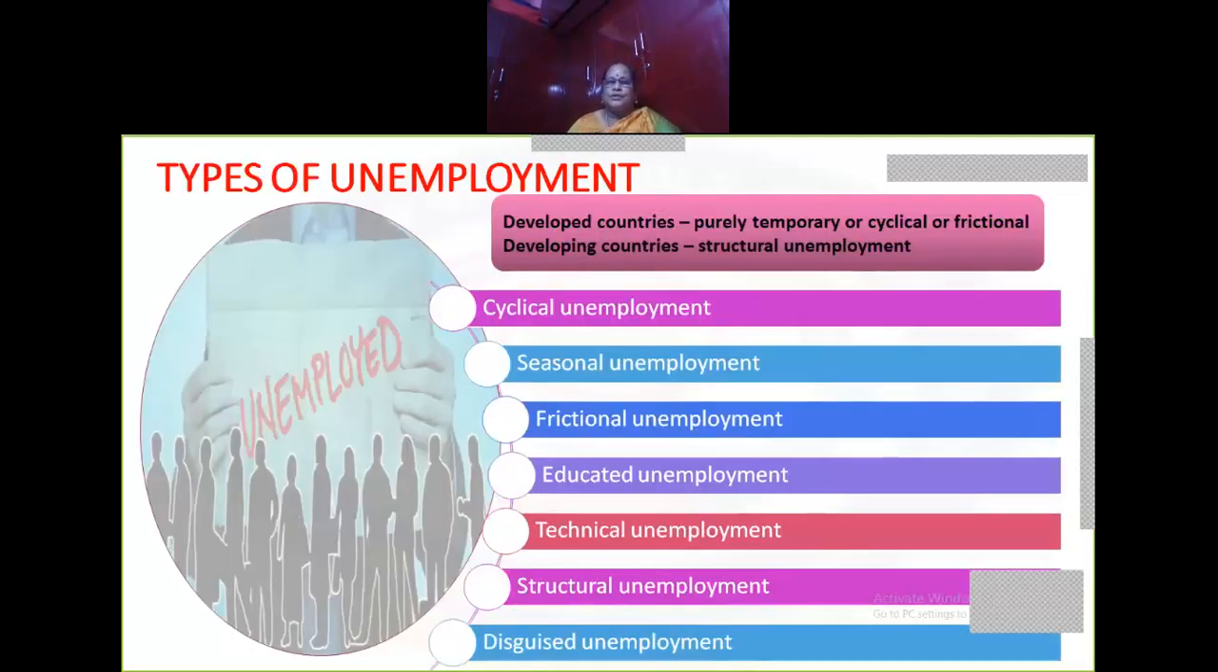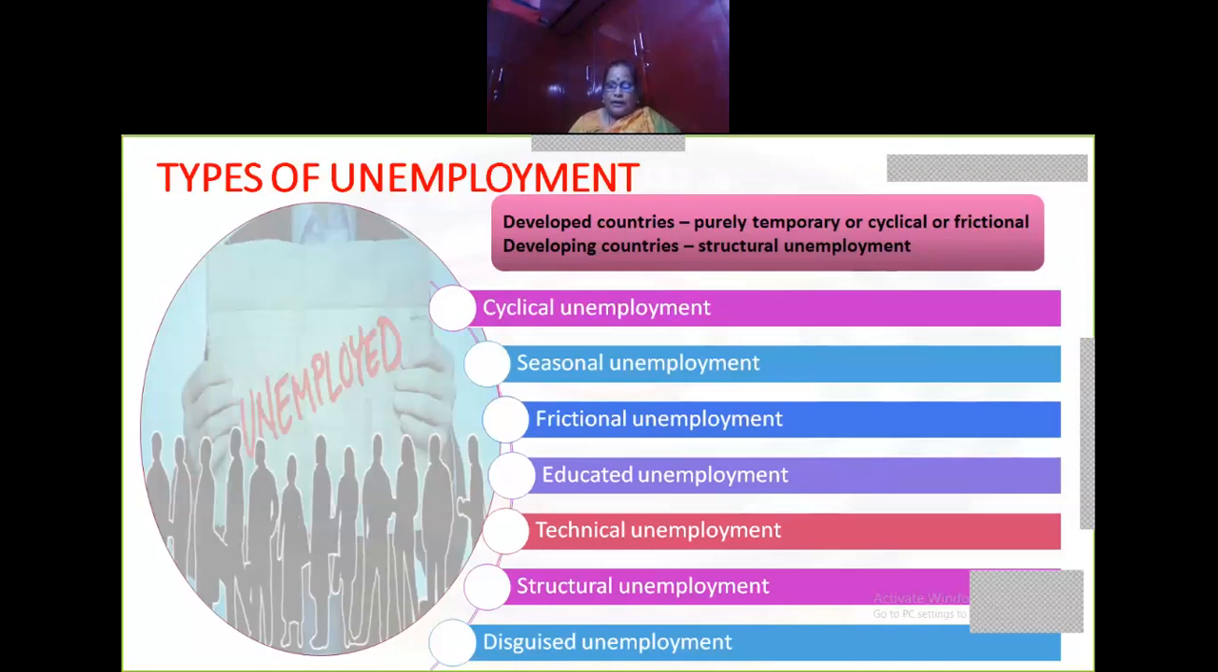Now, let us come to types of unemployment. In developing countries like India, the nature of unemployment is different from that of developed countries. In developed countries, the unemployment is purely temporary or cyclical or frictional. But in the developing countries, it is largely structural unemployment, which is due to the slow rate of capital formation, as shortly given on the top of this slide.